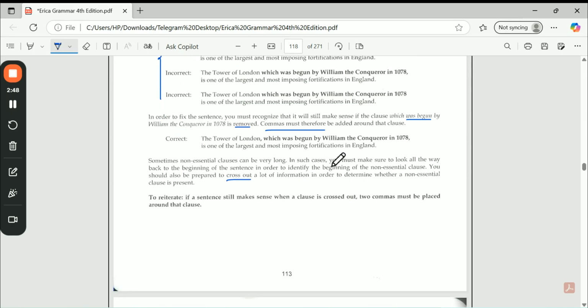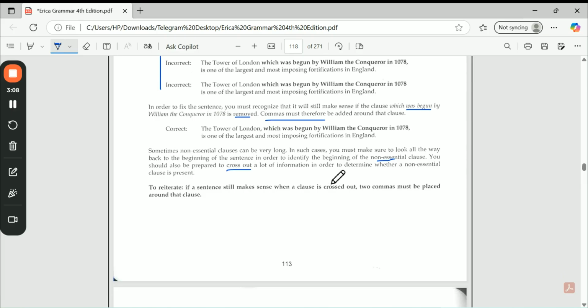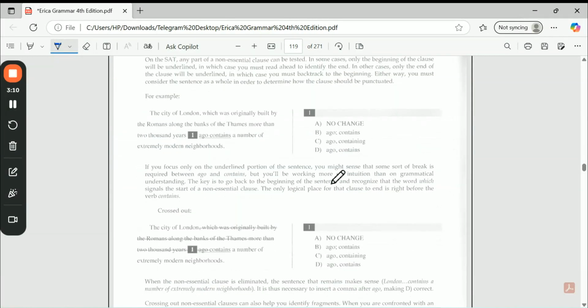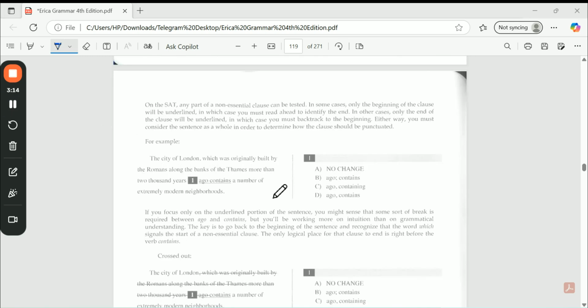Sometimes non-essential clauses can be very long. In such cases, you must make sure to look all the way back to the beginning of the sentence in order to identify the beginning of the non-essential clause. You should also be prepared to cross out a lot of information in order to determine whether a non-essential clause is present. So we have another example. Let's look at this example.